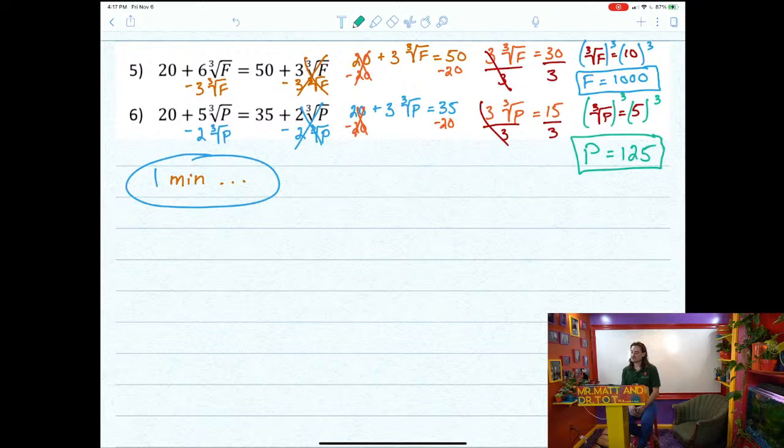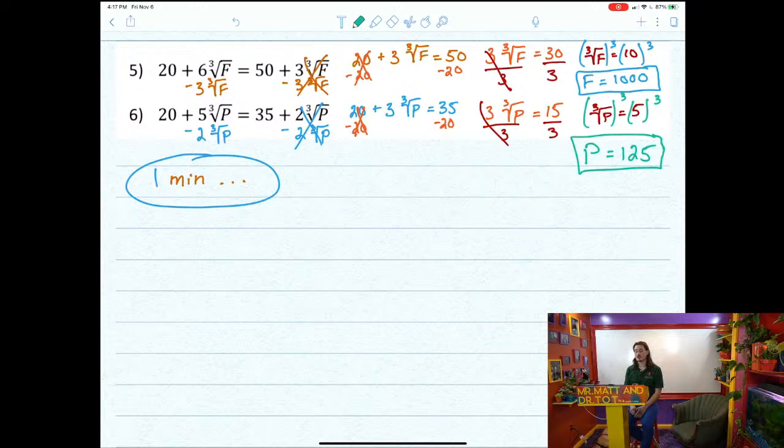Number 6 is 20 plus 5 times the cube root of p is equal to 35 plus 2 times the cube root of p. So I can subtract 2 cube root p on both sides. That gives me 20 plus 3 cube root p is equal to 35. Subtracting 20 on both sides gives me 3 times the cube root of p is equal to 15. And then dividing by 3 on both sides, the third root of p is equal to 5. Cubing both sides, we'd have p is equal to 125, which is 5 raised to the third power.